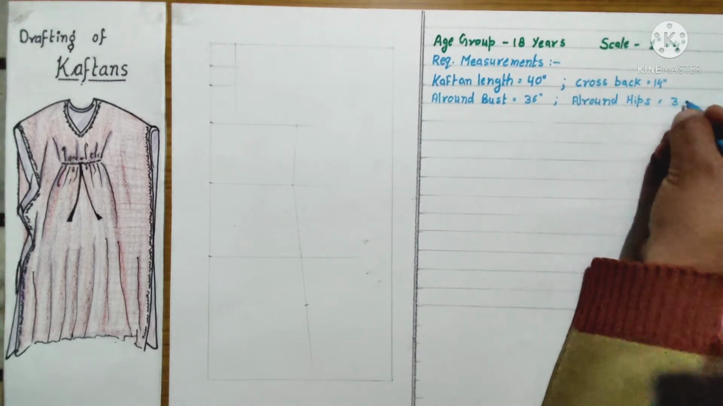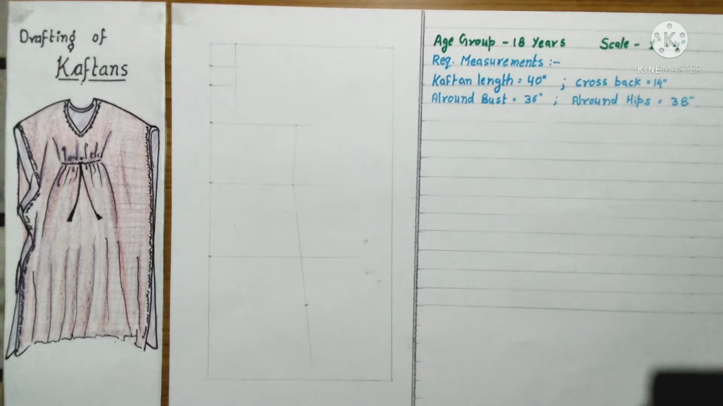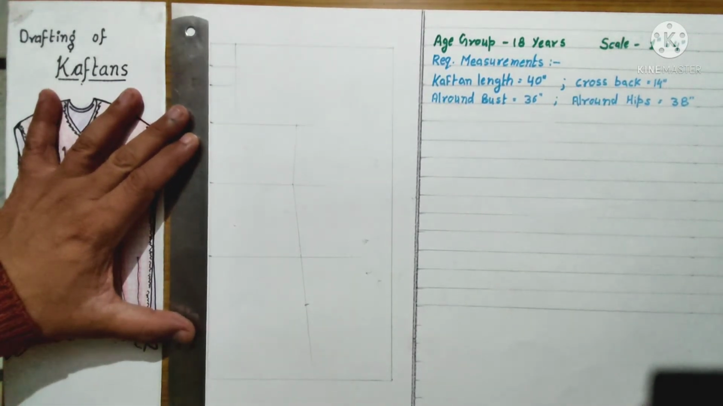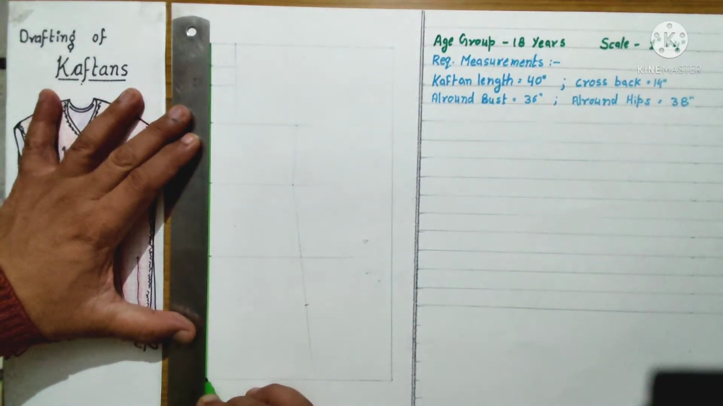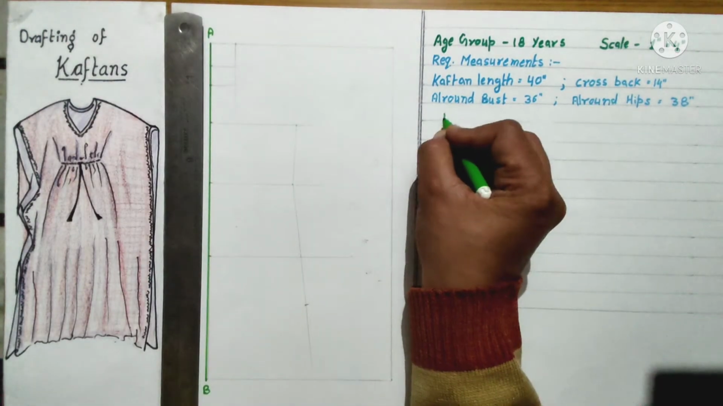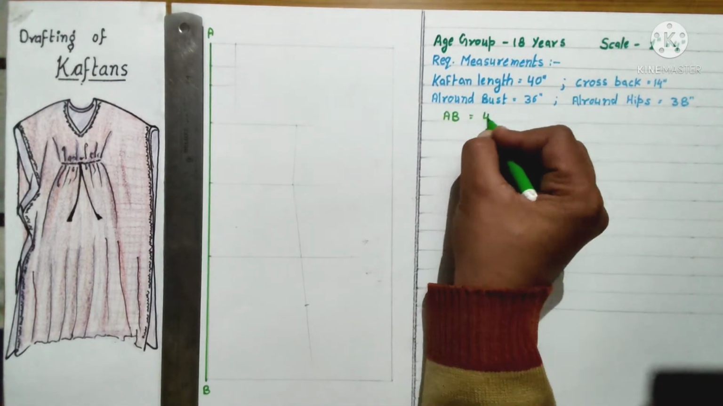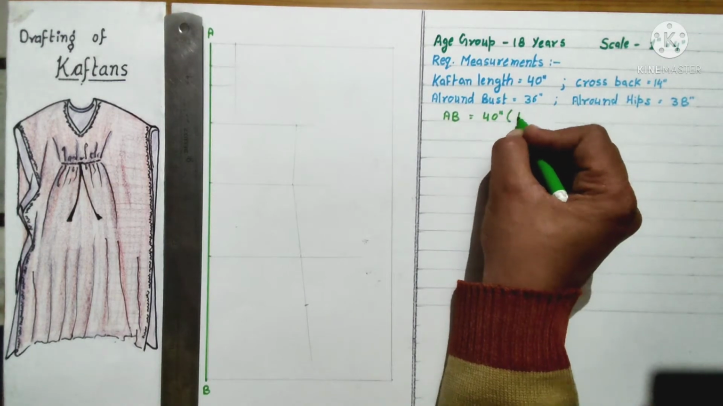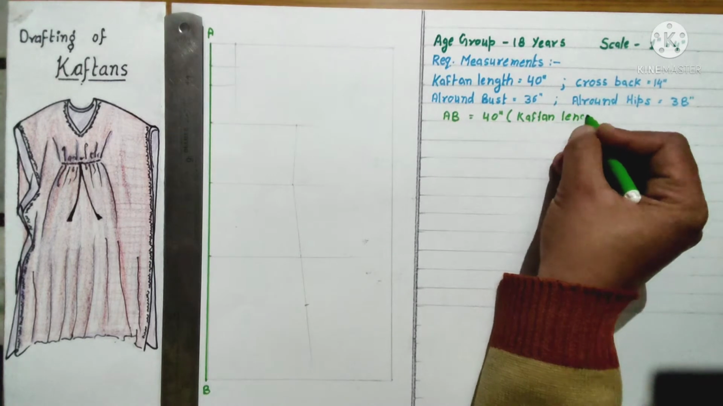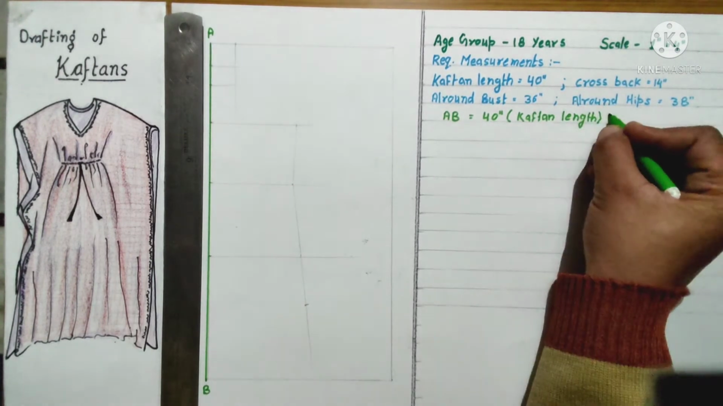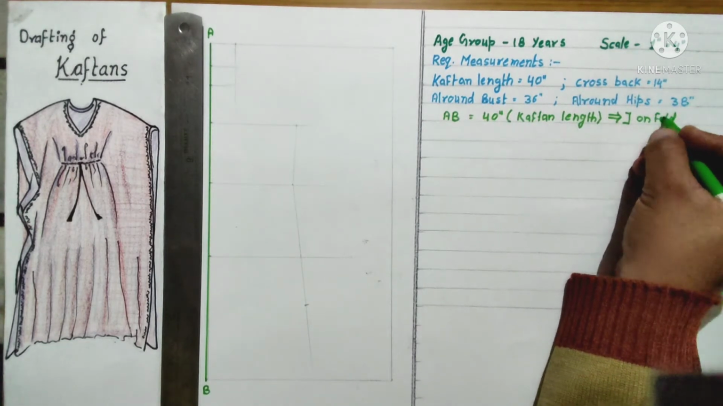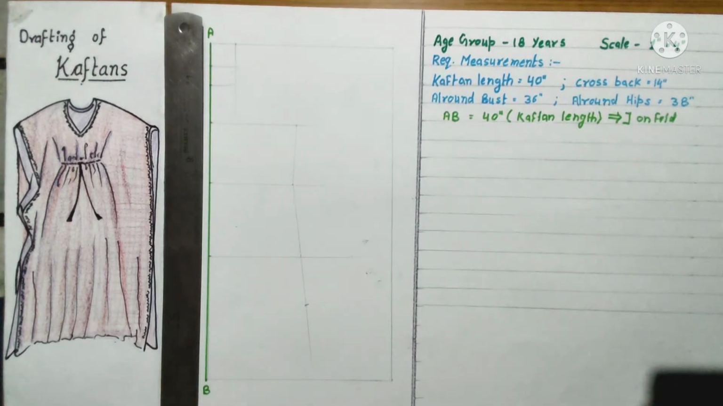Apart from that, we'll be requiring the armhole depth, neck depth, neck width and all. These are the general ones. So first we are taking a line AB, where AB is equal to 40 inches, which is the length of the kaftan, and this AB line is on fold. That means this line is on fold on the fabric.